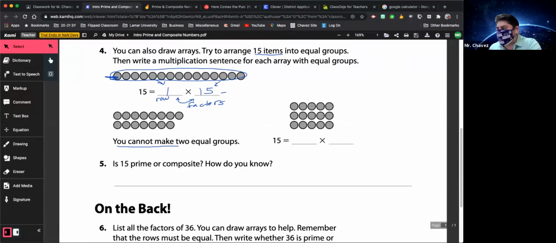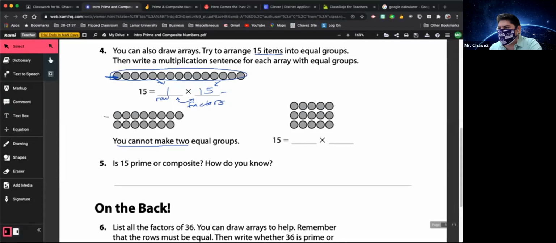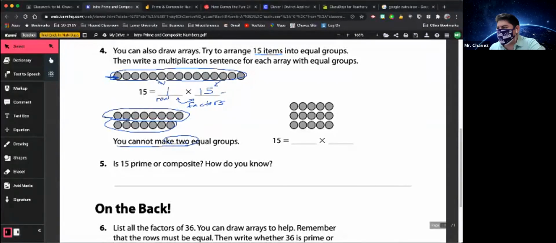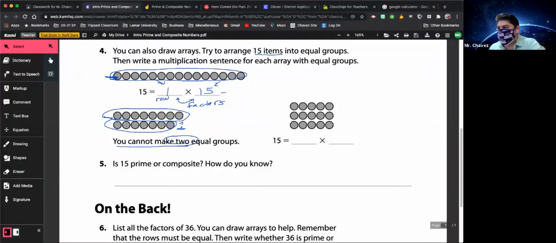You cannot make two equal groups. If I try to put two groups, here's one group and here's another group, they're not the same because look, I'm missing one here. This picture is showing you why 15 does not have two as a factor, because they can't be equal. One can be a factor because there's one group and they're all the same. That's what this picture is representing for you here.